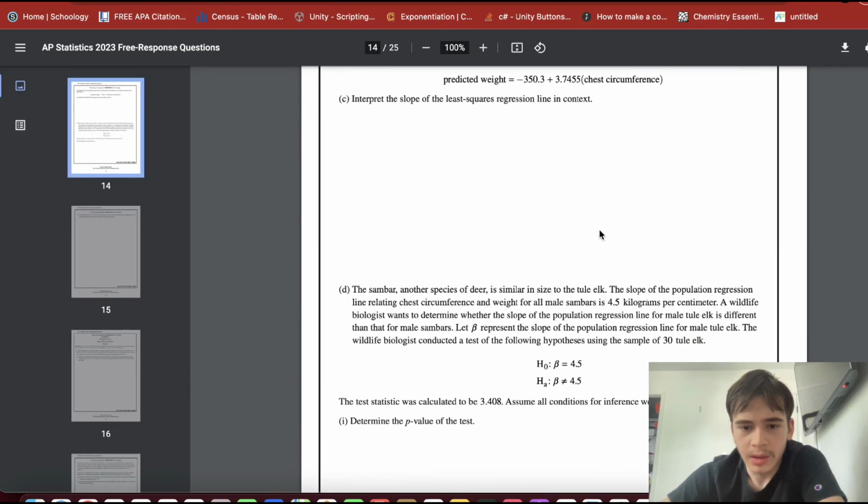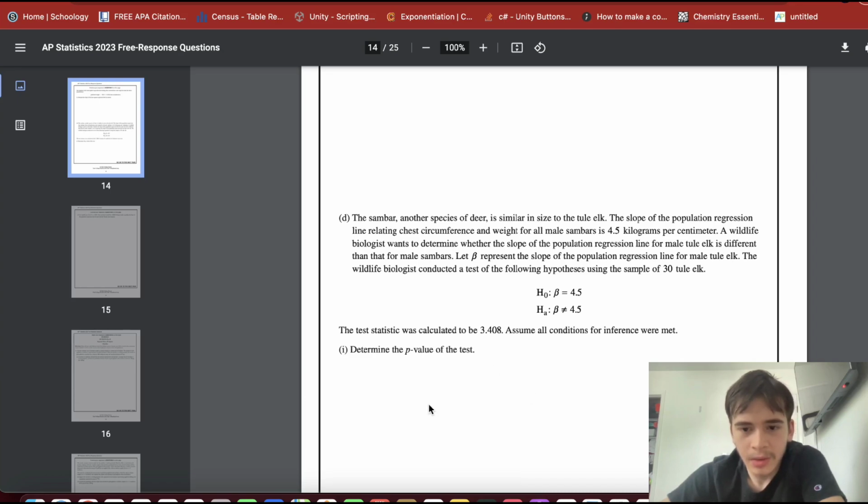That's question 6. Okay, there we go. Determine the p-value. You get a number. You would multiply by 2 because it's two-sided, and then, yeah.